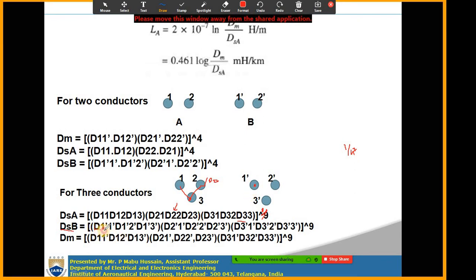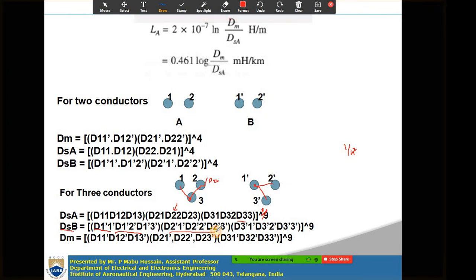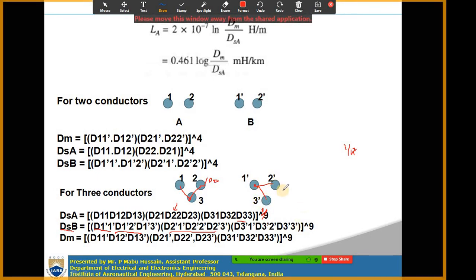Similarly, for conductor B, first you consider 1 dash. Then D1 dash 1 dash, D1 dash 2 dash, D1 dash 3 dash. This is the first product. Now, consider the second conductor: 2 dash 1 dash, 2 dash 3 dash, 2 dash 2 dash also. Self distance also you have to take. When you consider the third one, 3 dash 1 dash, 3 dash 2 dash, 3 dash 3 dash, also into the number of conductors in conductor B, also 3. So, 1 by 3 square, which is 1 by 9 again. So, all these are 1 by 9.